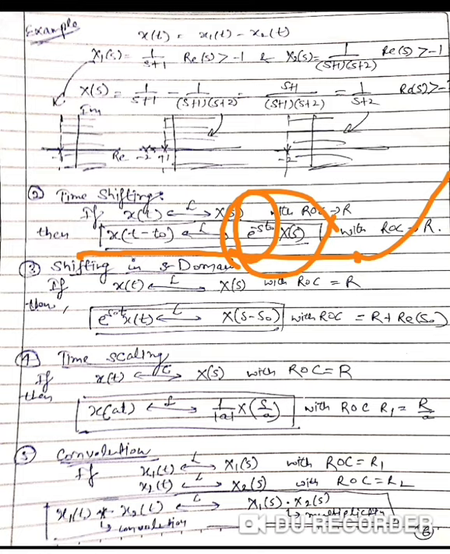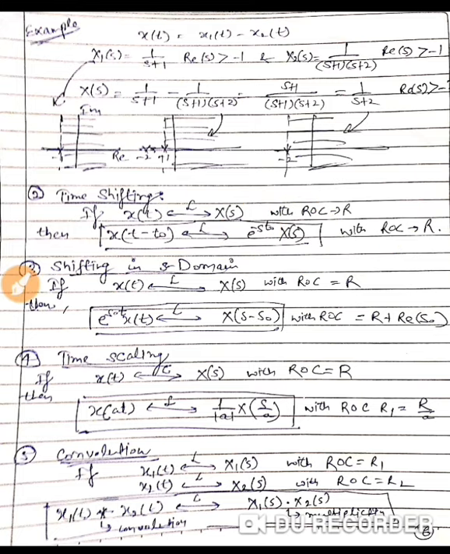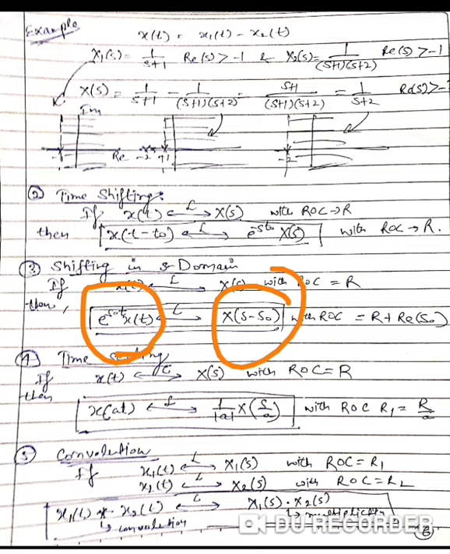Now if there is a shifting in s domain, that is in the frequency domain, if the Laplace transform of x(t) is X(s) with ROC R, then the inverse Laplace of the shifted signal will come out to be e raised to power s naught t into x(t), and the ROC will be R, the region of convergence for the original signal X(s), plus the real part of s naught, by which we have shifted the frequency.